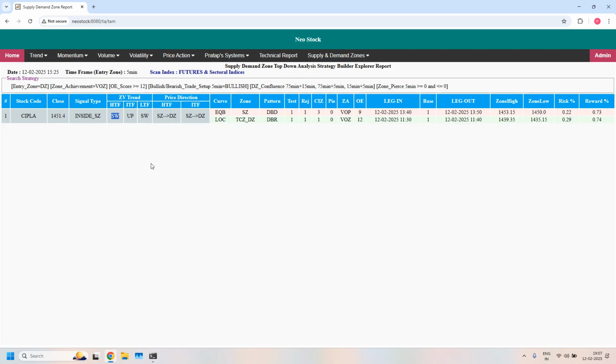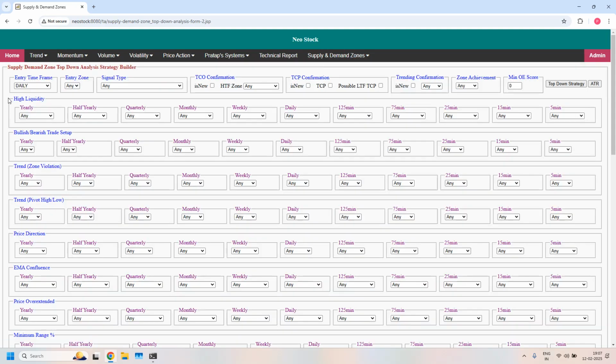Okay, this is LTF, ITF and HTF demand zone confluence. But HTF trend is sideways, so we are not looking for EMA confluence. So this is about bullish trade setup for hourly income trade. Next, bearish trade setup for hourly income trade.